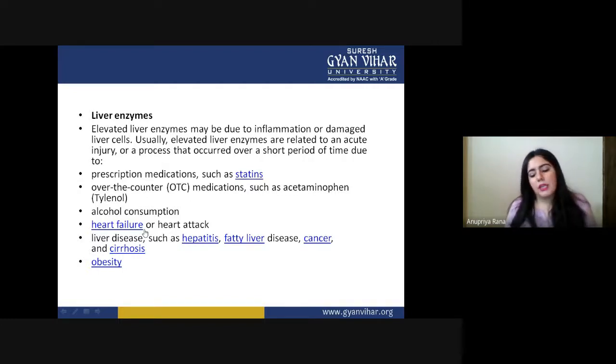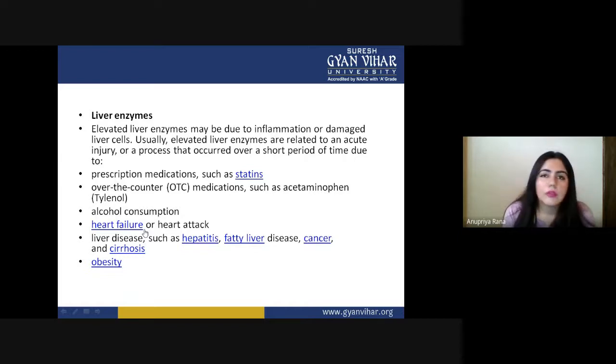Prescription medication such as statins. Some medication can do that, or over-the-counter OTC medication such as acetaminophen, or you can say Tylenol. Tylenol helps cure something, but it also has major side effects, mostly on the liver. Many medications and drugs have a common tendency to have a bad influence on the liver, and this will cause these kinds of problems.